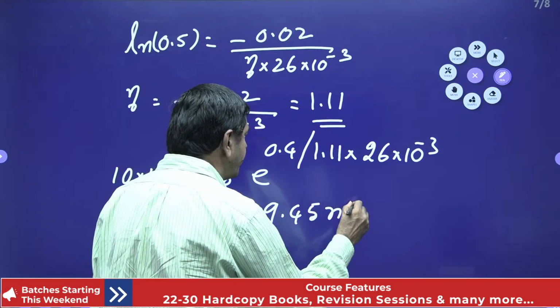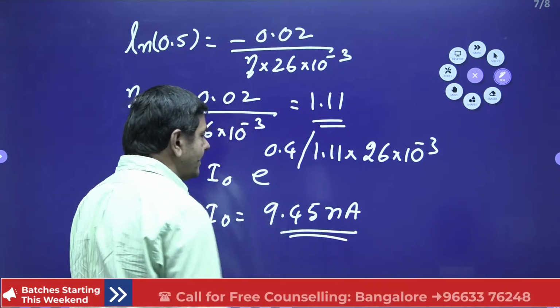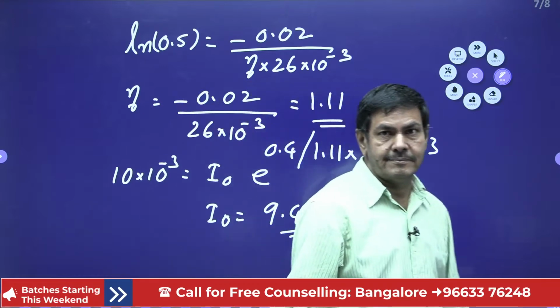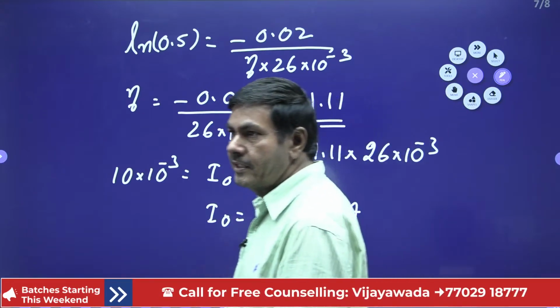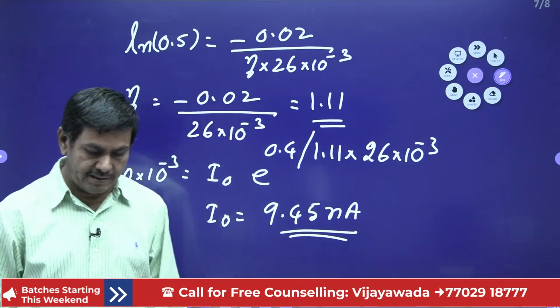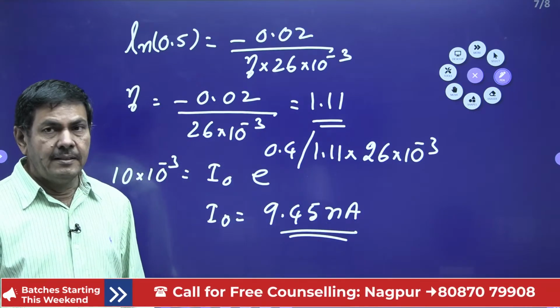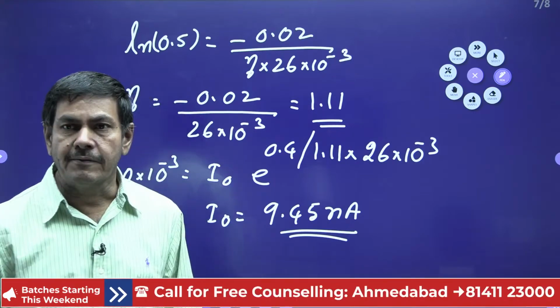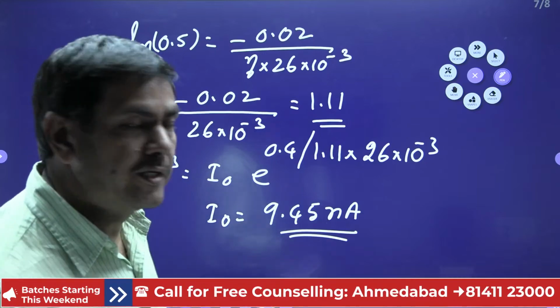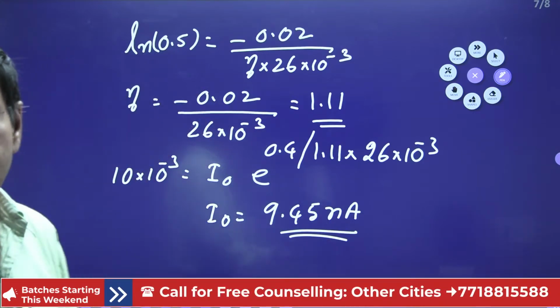9.45 nanoamperes is mostly possible. This current is always very small because reverse saturation current is mostly measured in nanoamperes only. Understand? In this way we can tackle the problem. Just one problem is enough. By using this formula you can do any sort of questions.